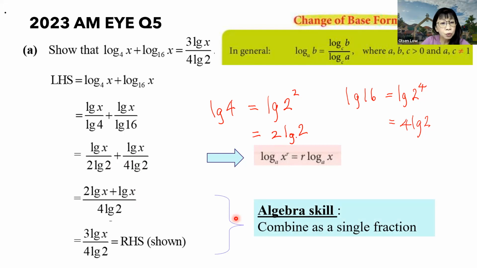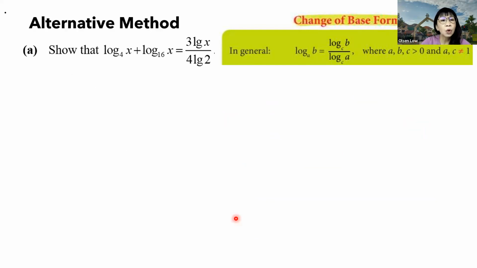So we move on to part B. Now, before that, there is an alternative method for these questions. Instead of changing both to log base 10, what you will see is, instead of changing log base 4 of x to log base 10, I only focus on changing log base 16 of x. Over here, you notice that from log base 16, I changed to base 4.